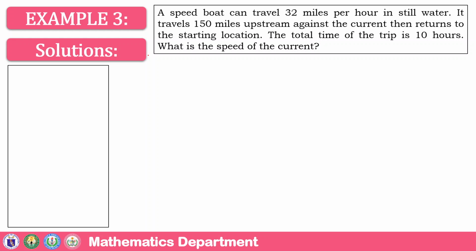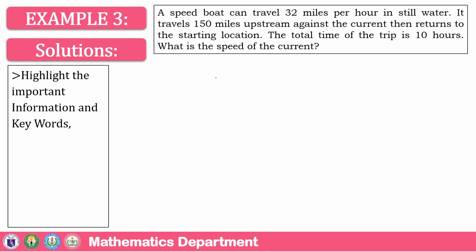Now, kung yung speedboat is tatakbo siya or magta-travel siya ng 150 miles upstream, ibig sabihin, against the current yun, pasalungat siya doon sa agos. Then, babalik siya sa starting location after nun. So, sabay lang sa agos yung susunod. And then, yung magiging trip ng speedboat is 10 hours, so, ang tanong dito is, what is the speed of the current?